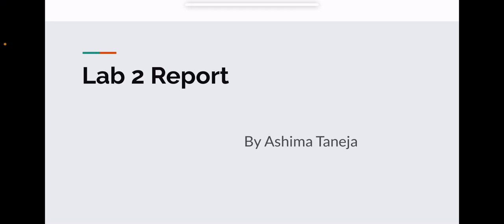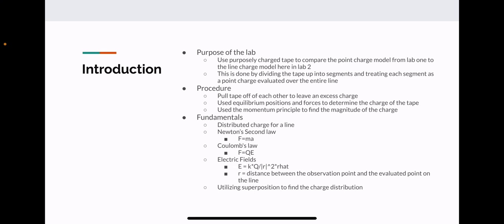Lab 2 report for Physics 22102. Instructions of the lab. The purpose of the lab was to use purposefully charged tape in order to compare the point charge model from Lab 1 to the line charge model done here in Lab 2. This is done by dividing the tape up into segments and treating each segment as a point charge evaluated over the entire line.